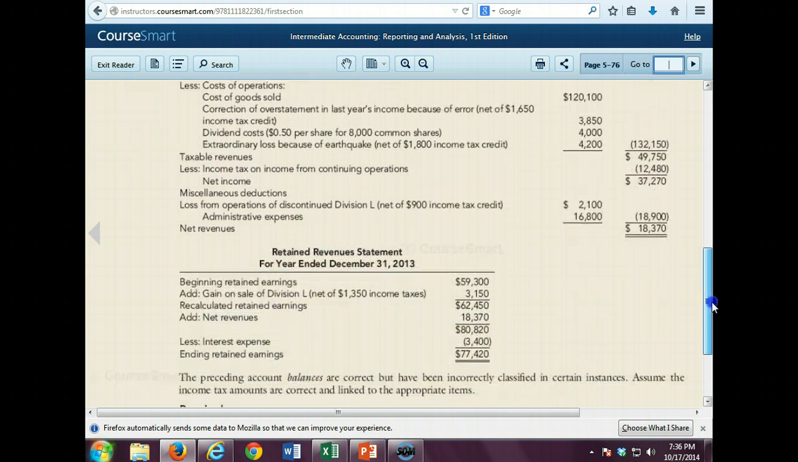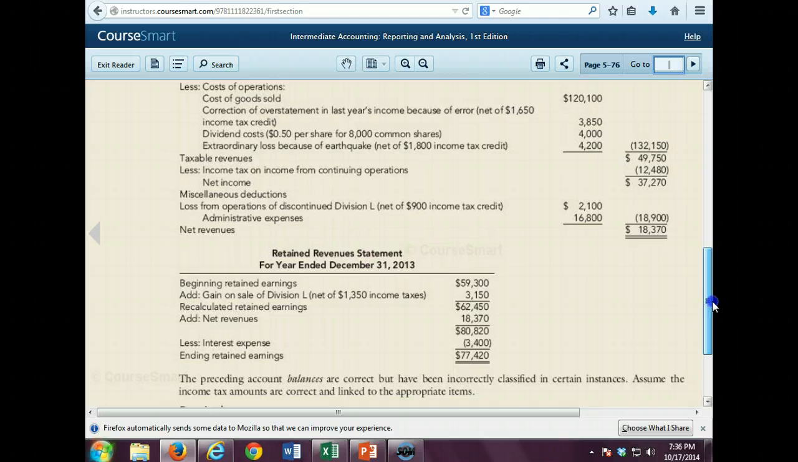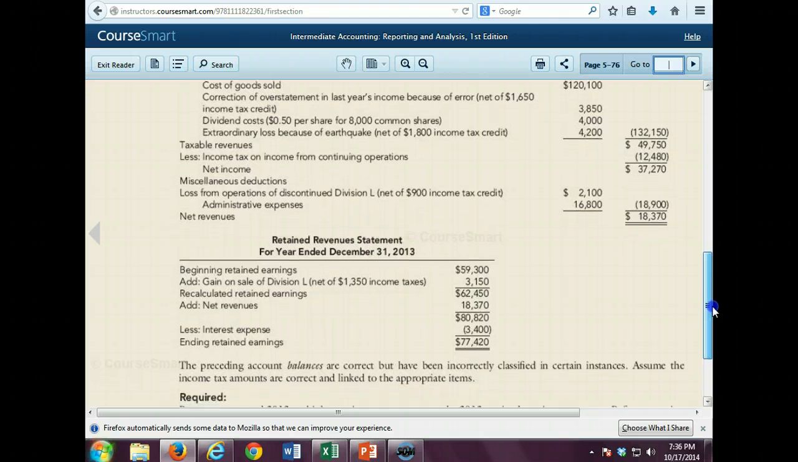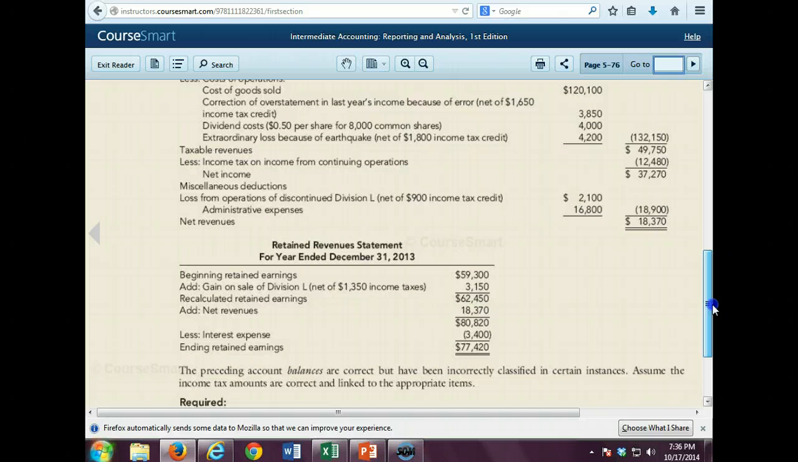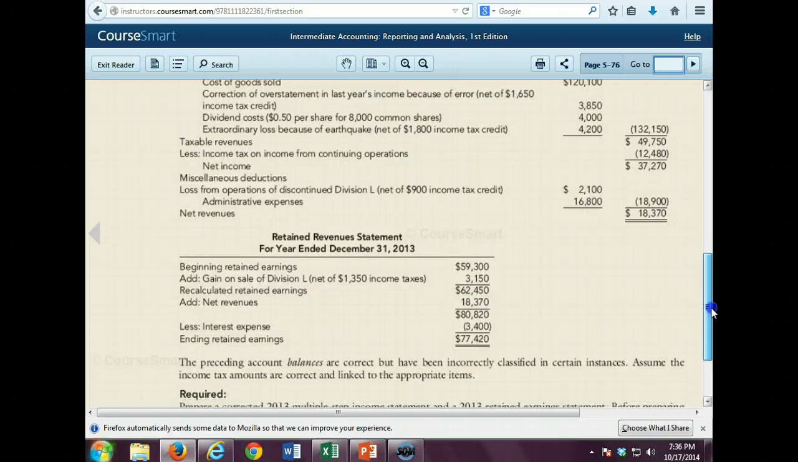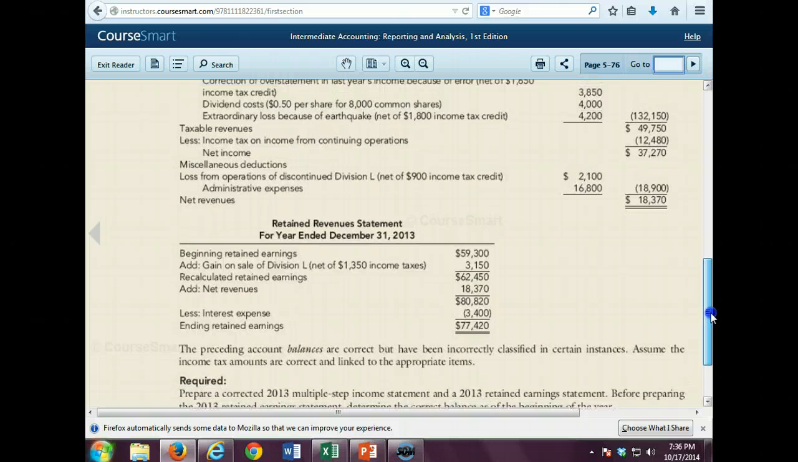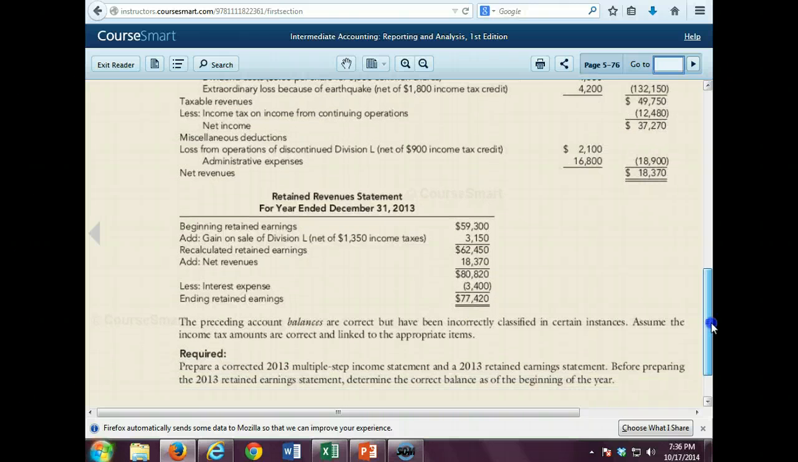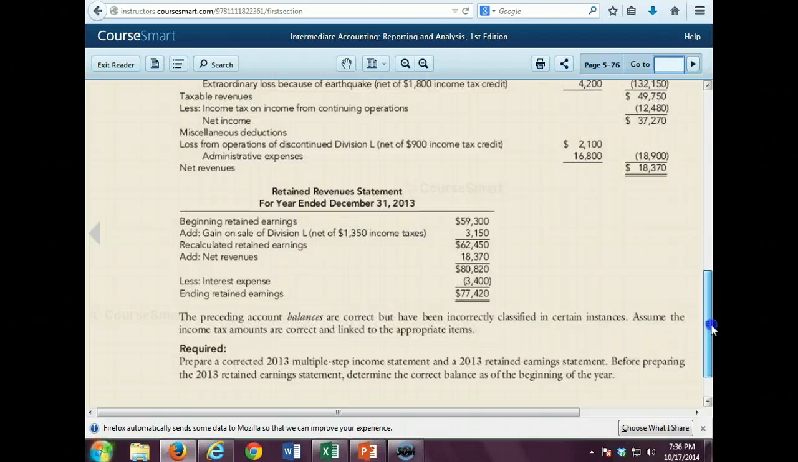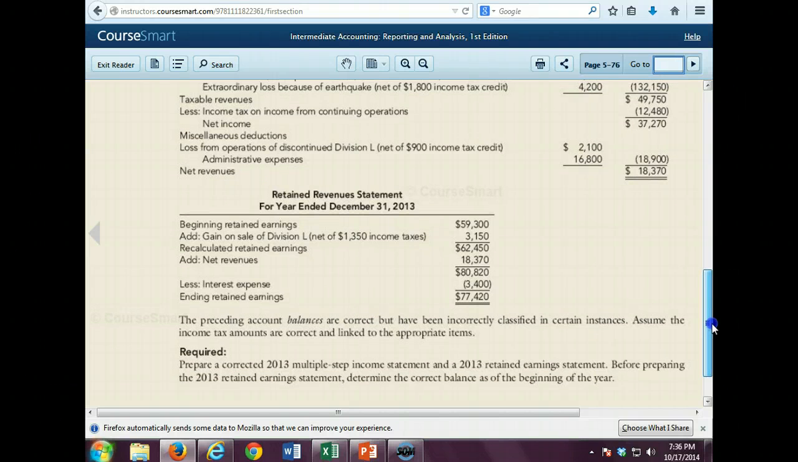And then their retained earnings section is a beginning retained earnings, and then we've got gain of sale of Division L, recalculated retained earnings, revenues, interest expense, ending retained earnings. The preceding account balances are correct, but have been incorrectly classified. Assume the income tax amounts are correct and linked to the appropriate items.